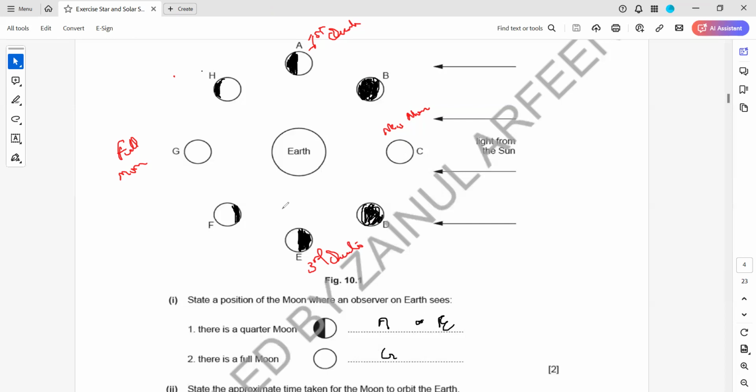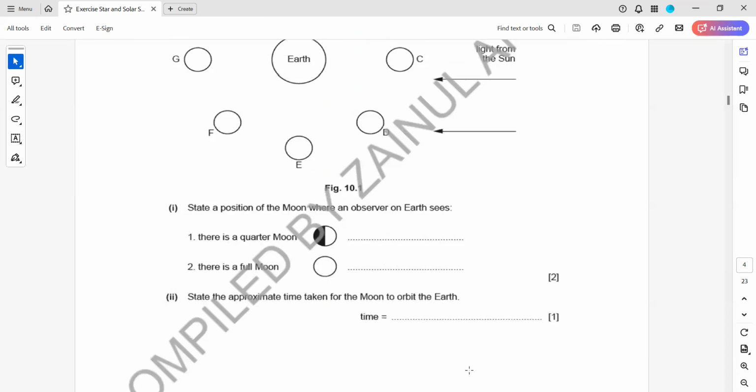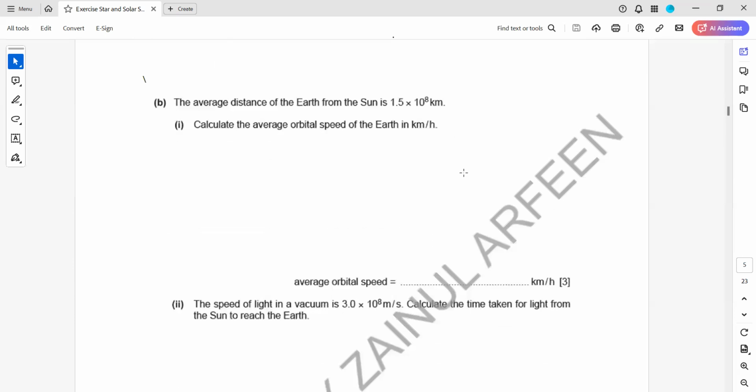So you have to practice the cycles of the moon. According to the position, you should be able to recognize it. State the approximate time for the moon to orbit the Earth. So you can say 1 month, acceptable. Even 28 days is also acceptable, 29 days acceptable. Just write 1 month.